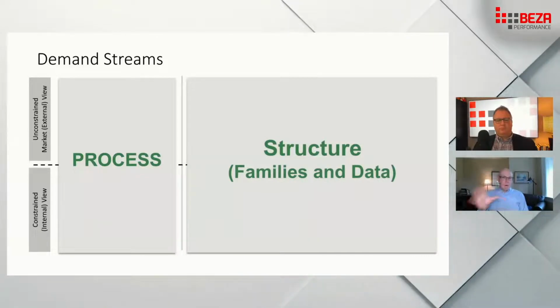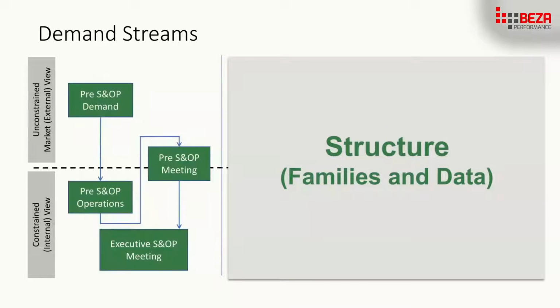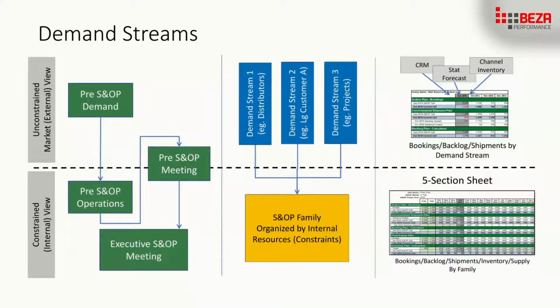And so when we bring this up, we talk about it in a couple ways. One is around the process. I'm not going to spend time on that today, the exec S&OP process, but the other big part of that is the family structure. Below the line, you can see that yellow box there. That's the S&OP family organized by internal resources or constraints. That's what you saw when I popped up the 5-section sheet earlier. But feeding into that, as you alluded to, Marshall, I have these different demand streams that are more my market view.